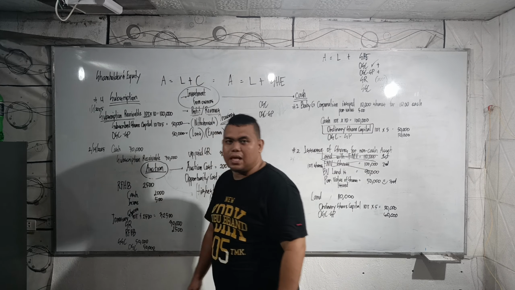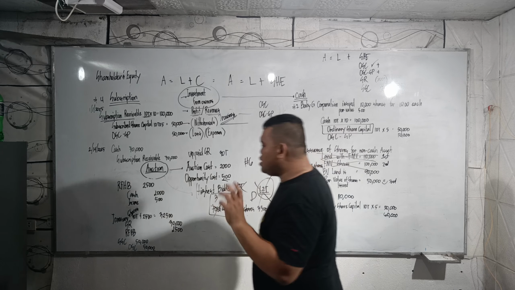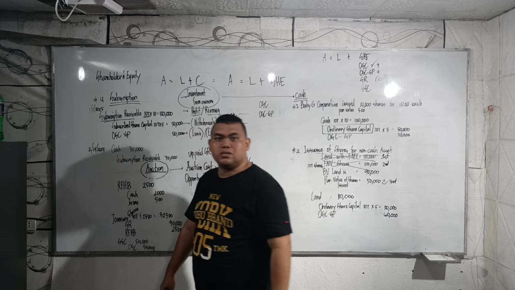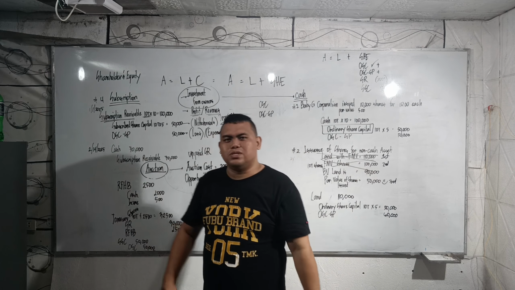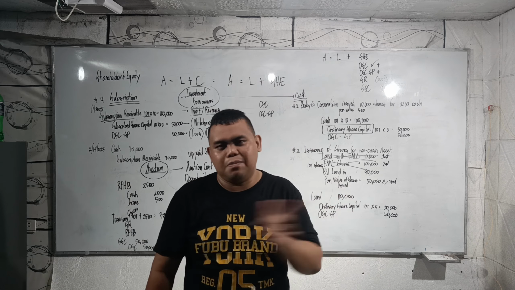But if ever, in situation number 6, the highest bidder cannot be found, instead of debiting cash, you debit treasury shares. So that is actually a very good summary of what we've talked about in this episode.